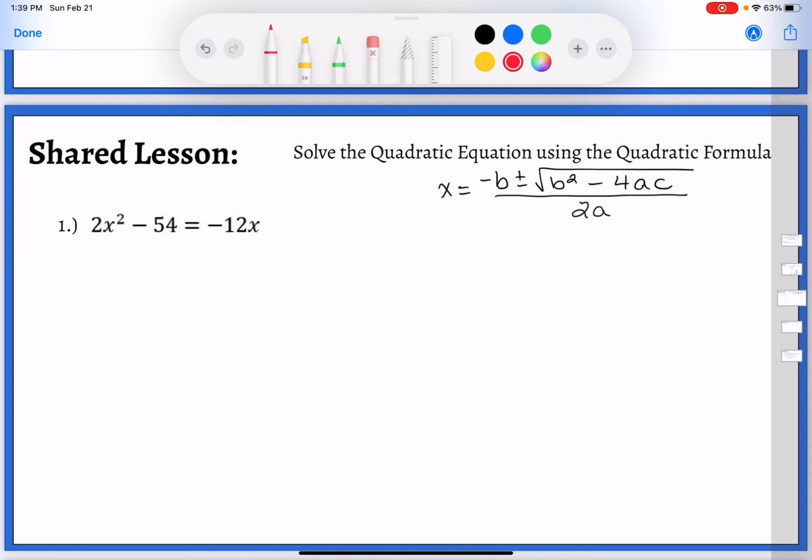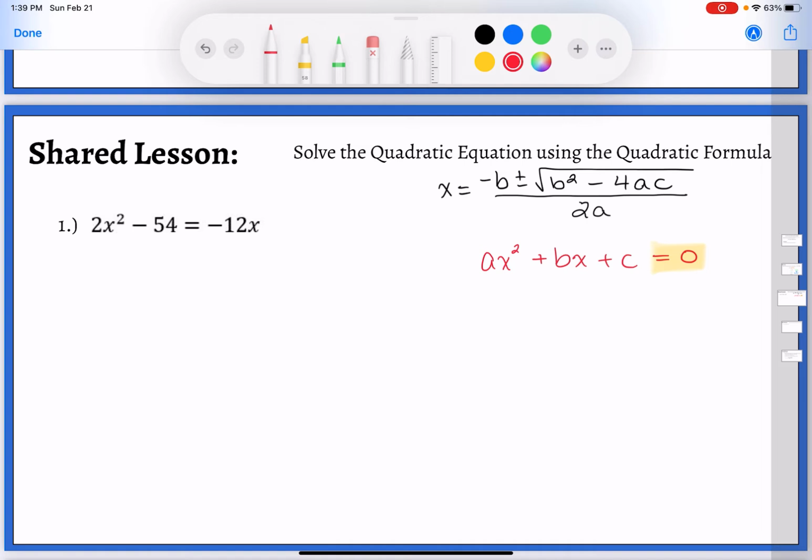Standard form was ax squared plus bx plus c equals 0. The big indicator that's in standard form is if it equals 0, right? And then making sure that our terms are in the right order on the other side. If I look at this problem in number 1, I notice it's not in standard form. It equals negative 12x, not 0.